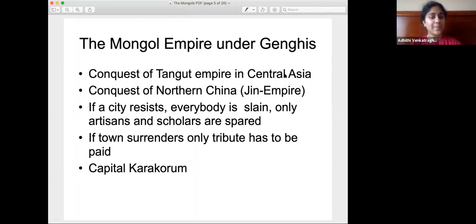So the Mongol Empire under Genghis Khan. There was the conquest of the Tangut Empire in Central Asia, and the conquest of northern China, which was the Jin Empire. If a city resisted, everybody was slain, and only artists and scholars were spared. If a town surrendered, only a tribute had to be paid. Their capital was Karakoram.